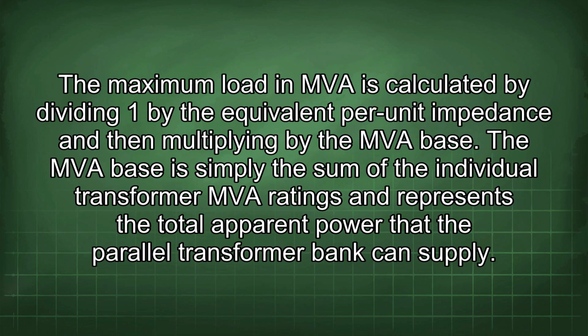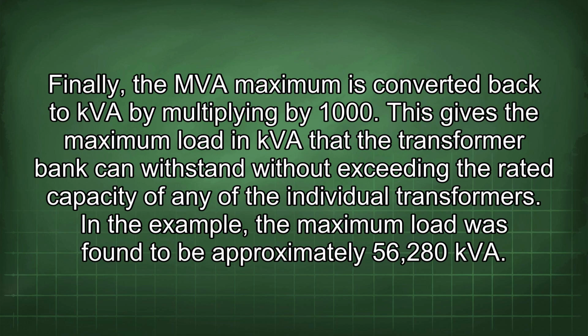The maximum load in MVA is calculated by dividing 1 by the equivalent per unit impedance and then multiplying by the MVA base. The MVA base is simply the sum of the individual transformer MVA ratings and represents the total apparent power that the parallel transformer bank can supply. Finally, the MVA maximum is converted back to kVA by multiplying by 1000.